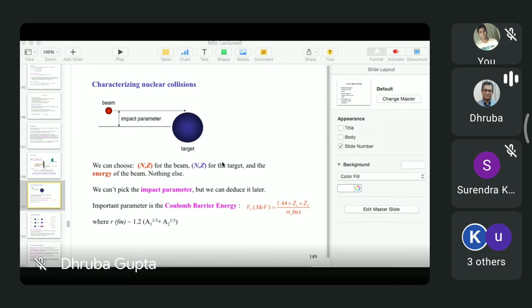Now, if the energy of the incident projectile is less than the Coulomb barrier, like if the Coulomb barrier is 35 MeV and you make a beam energy of 20 MeV, then this particle will not be able to see the nucleus. Do you understand what I mean? Since there is this barrier, this is a Coulomb potential, so it is a positive barrier.